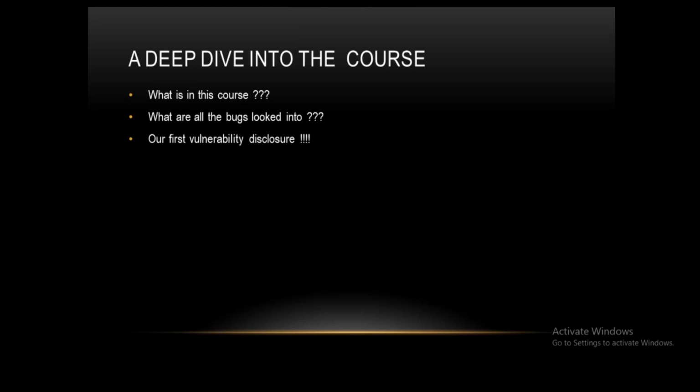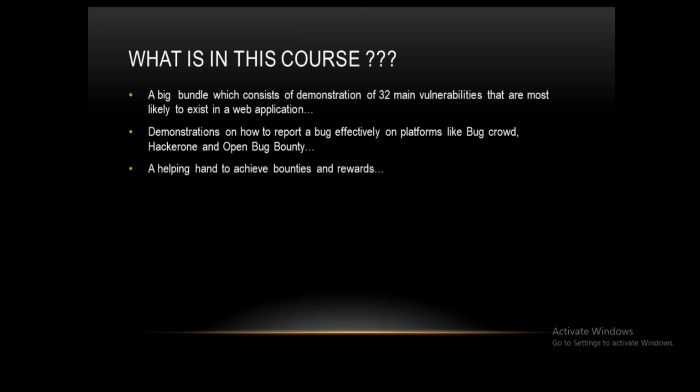This course contains a very big bundle which consists of the demonstration of 32 main vulnerabilities that are most likely to exist within a web application. It also contains demonstrations on how to report a bug effectively on platforms like Bugcrowd, HackerOne, and OpenBug Bounty. So we'll be using Bugcrowd, HackerOne, and OpenBug Bounty to practice our skills.